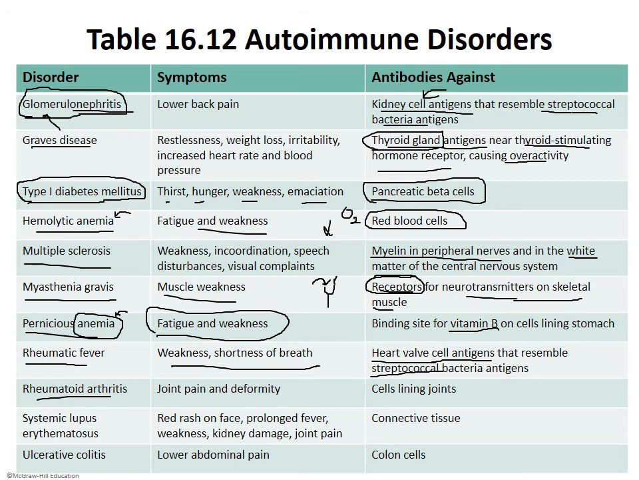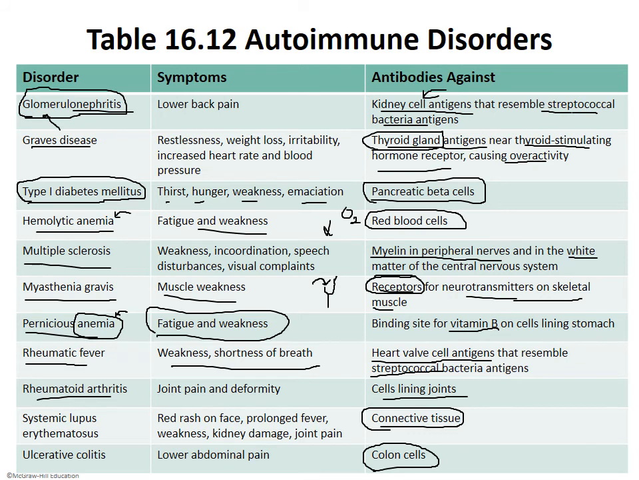Rheumatoid arthritis, we talked about this, the linings of the joint cells. This is that type 3 hypersensitivity reaction. The body just starts going crazy. It doesn't figure out what's good and what's bad. It attacks the good and it ignores the bad. Oh, lupus, rash on the face, right? This is where your body starts attacking connective tissue. And ulcerative colitis, the body starts attacking colon cells.